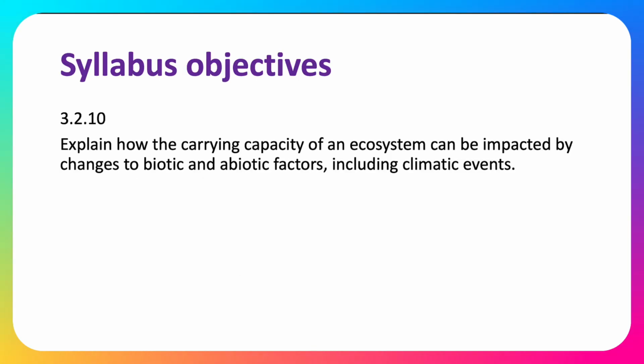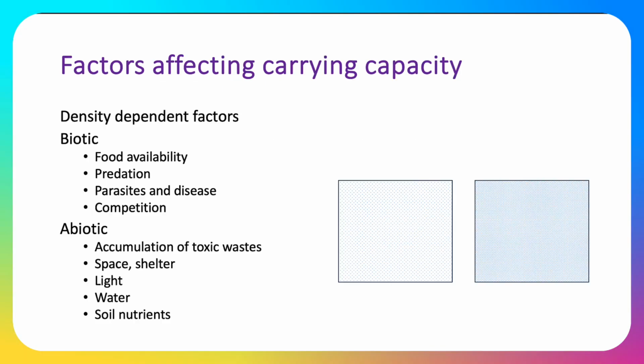But this syllabus objective is actually looking at those factors that can impact the carrying capacity. I guess they're those factors that actually make that population oscillate around the carrying capacity. I've already introduced this idea of density dependent factors. So what do I mean by density dependent?